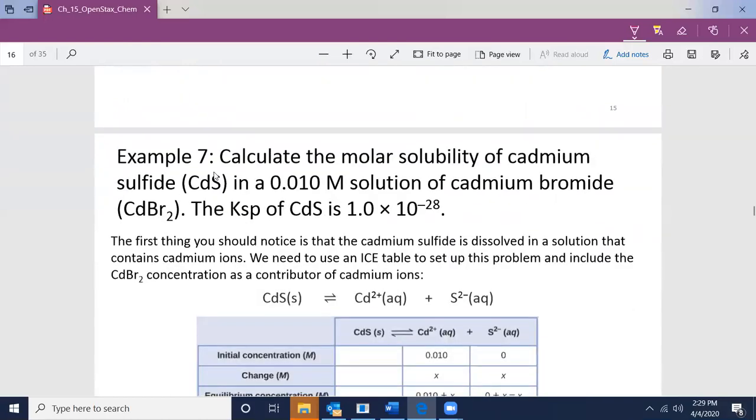So if we look at example 7, calculate the molar solubility of cadmium sulfide in a 0.01 molar solution of cadmium bromide. The KSP of cadmium sulfide is this.